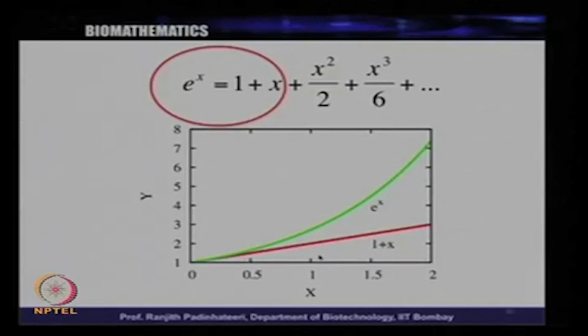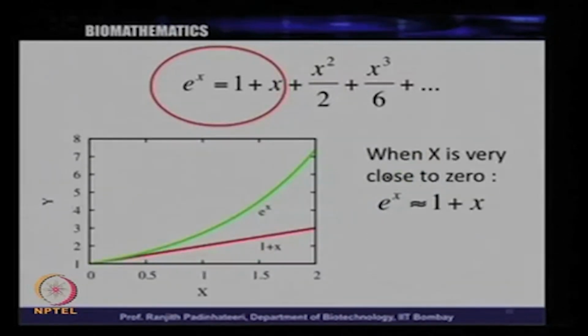So, what does it mean? It means that close to 0, 1 plus x and e power x have the same values. So, it is okay to approximate e power x as 1 plus x when x is very close to 0. When x is very close to 0, one can say e power x is approximately equal to, that is what this sign means, approximately equal to 1 plus x.